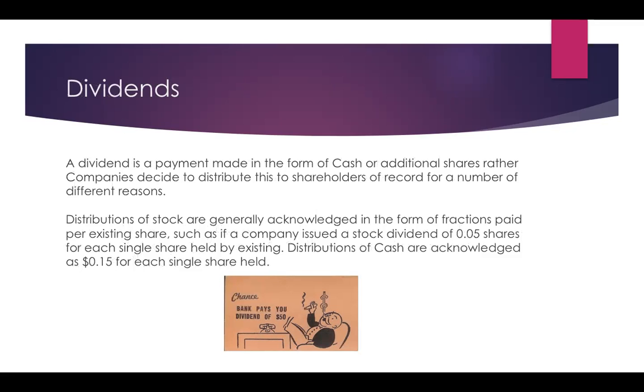For the distributions, if they're paid out in stock, they're going to say that you're getting 0.5 shares for every single share you hold. Whereas if it's paid out in cash, they're going to say you're getting 10 to 15 cents per each share that you're holding of the company.